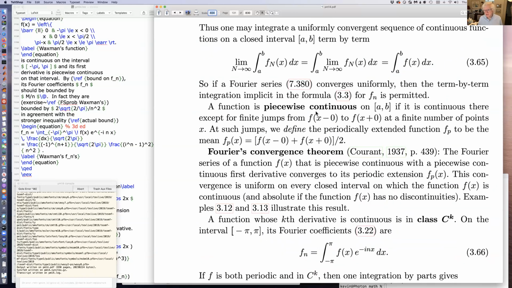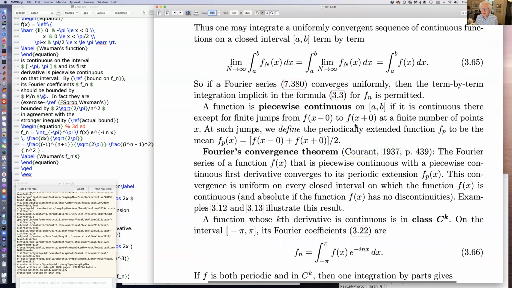define piecewise continuous, and it's of course what it says. A function is piecewise continuous on a closed interval a to b if it is continuous there except for finite jumps from x minus 0 to x plus 0 at a finite number of points. And at such points, we define the periodically extended function f sub p to be the average of the two steps in the jump.